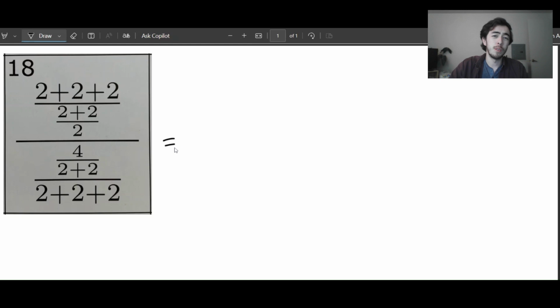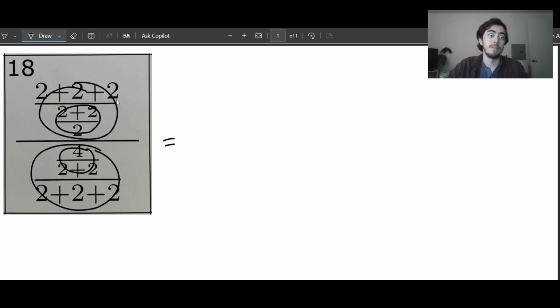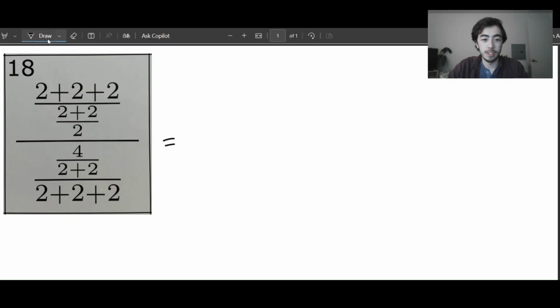Let's work inside out. I think the best thing to do here is figure out what these fractions are so that we can then solve for these fractions so that finally we can just solve for the big fraction and then just show that it's 18. Okay, well, let's try it out.